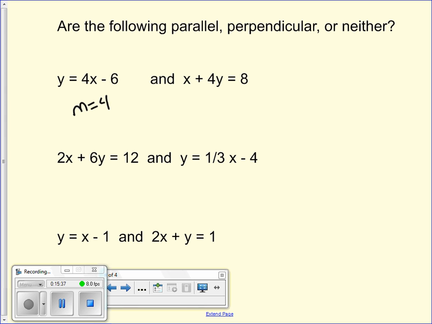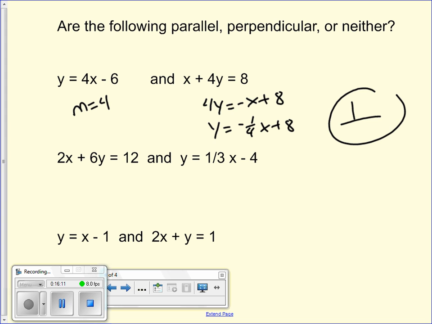I've got a 1 in front of the x, but remember we said about finding the slope and writing equation rules? I want to get the y by itself. So subtract x from both sides. Now what? Divide by 4. y equals negative 1/4 x plus 8. Then, are those lines perpendicular? Yes, because if I take the 4 and flip it upside down, I get 1/4, and then change the sign, I get negative 1/4. Perpendicular. Okay, we'll stop there.